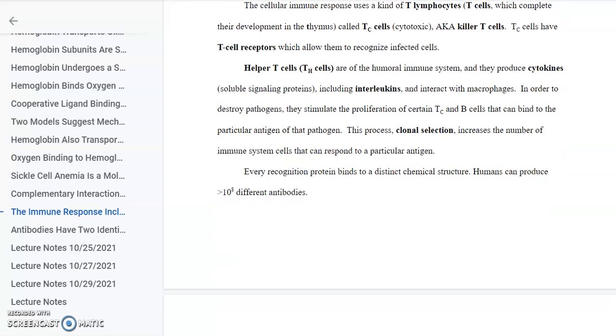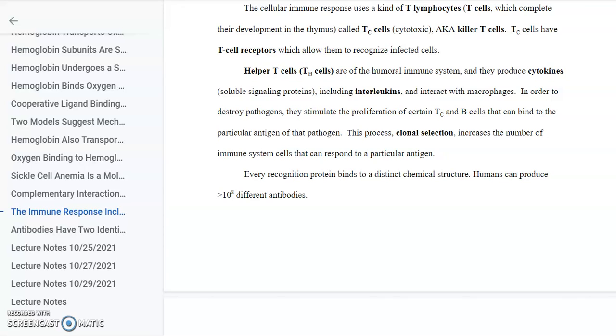The cellular immune response uses a kind of T lymphocytes, T cells, which complete their development in the thymus, called TC cells, cytotoxic, aka killer T cells. TC cells have T cell receptors, which allow them to recognize infected cells.